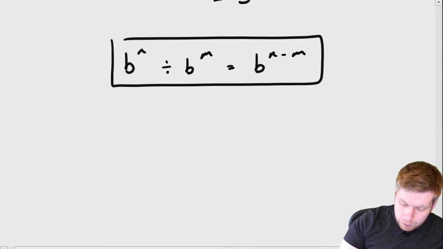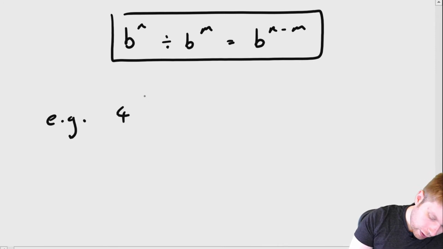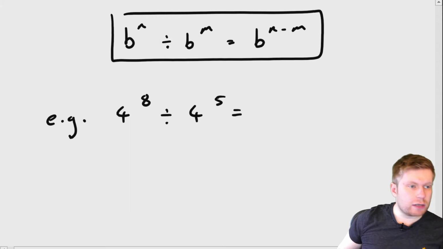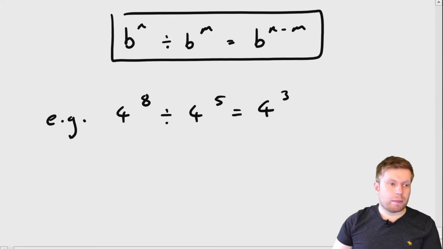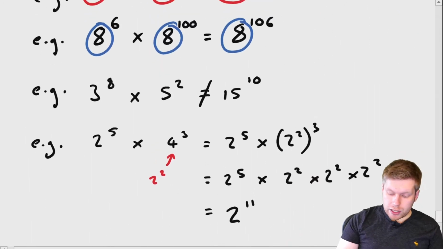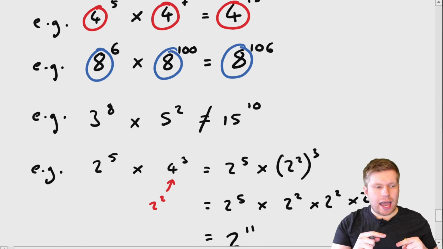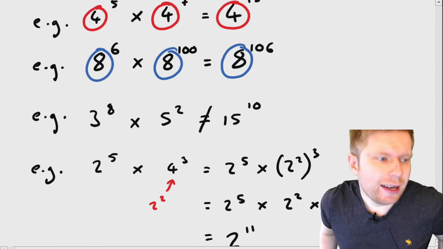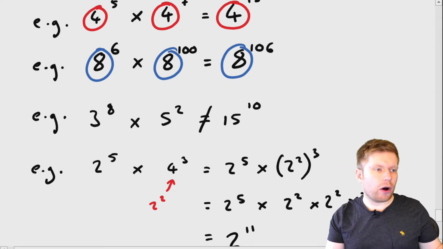Okay, so as an example, if we have like 4 to the power of 8 divided by 4 to the power of 5, what should I do to these powers? I should just subtract them. So I keep the base the same, the 4 is the same, but then 8 minus 5 gives me 3. Okay, and similar kind of pattern as before, you need to make sure you have the same base, unless you can write that base as a power of the other base, like we did with this example here.